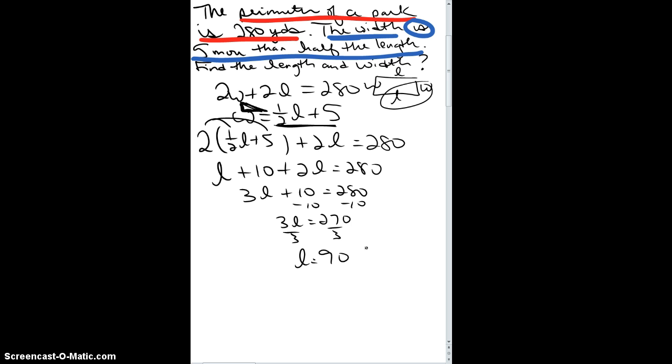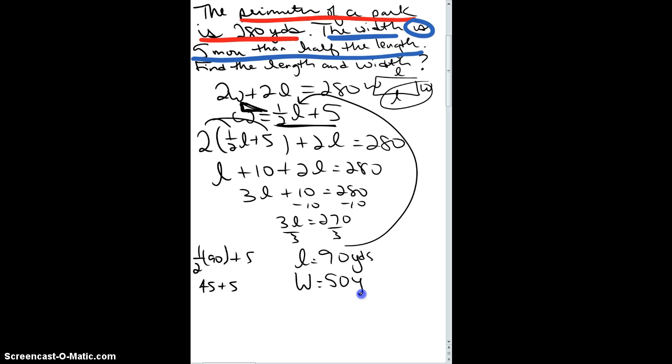And now I need to go back. What do I want to do? Find the length and width. And what are my units here? This is in yards, so 90 yards. And I need to find the width. Again, the easiest thing to do is go back to this one. I could go back to the first one, there's just more math to do there. So half of 90 plus 5 is going to be my width. Half of 90 is 45, plus 5, so that gives me a width of 50 yards. So those are my two values.